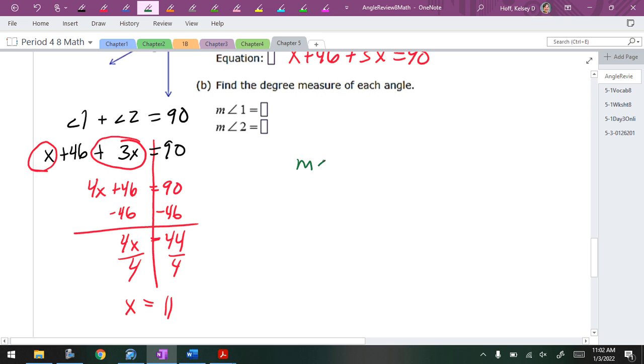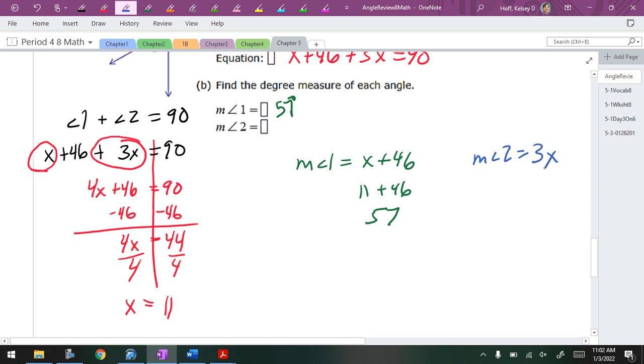Very good. They tell us up top the measure of angle 1 is x plus 46. What did you just tell me x was? 11 plus 46 is 57. So the measure of angle 1 is 57 degrees. Measure of angle 2 is 3x. X is 11. So 3 times 11 is 33.